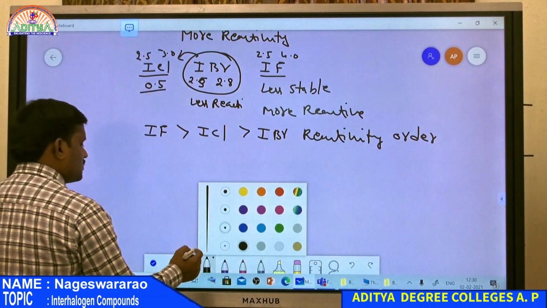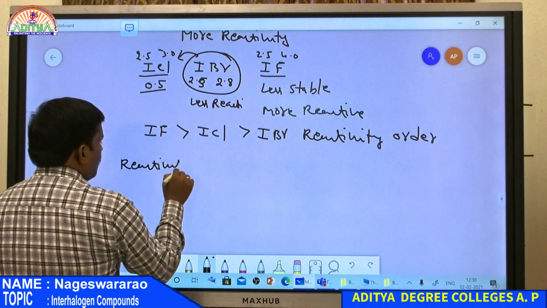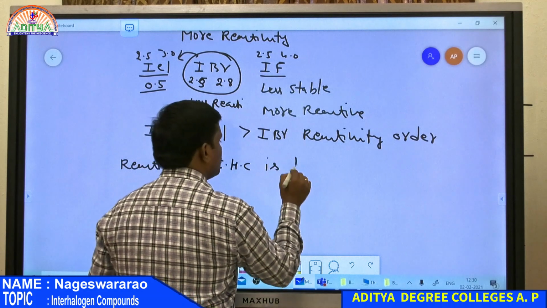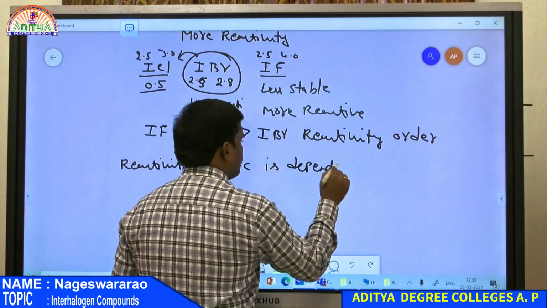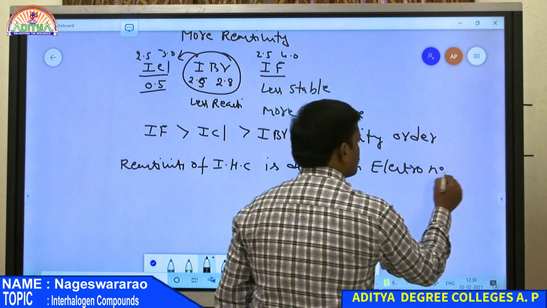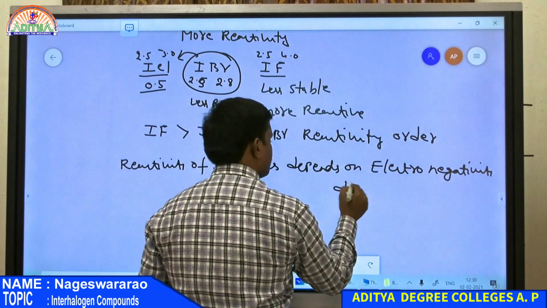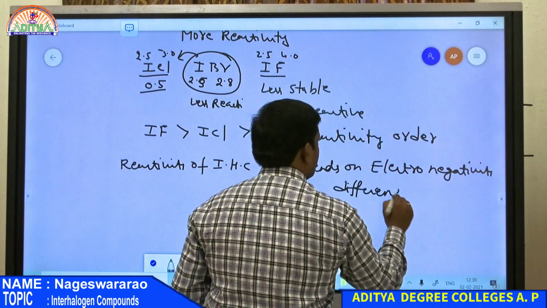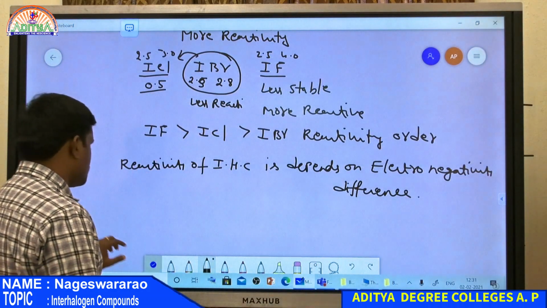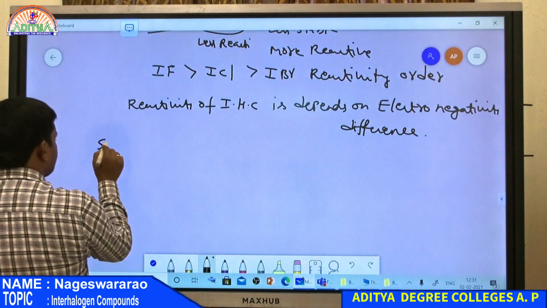So, final conclusion: the reactivity of an interhalogen compound depends on electronegativity difference. So this is the physical property of interhalogen compounds. So the next one is solubility. Solubility of interhalogen compounds.